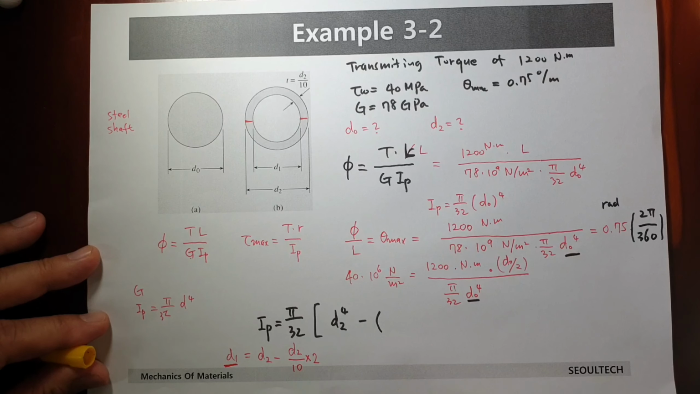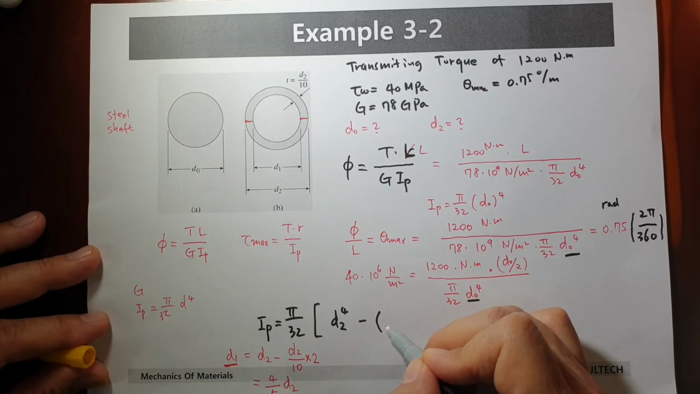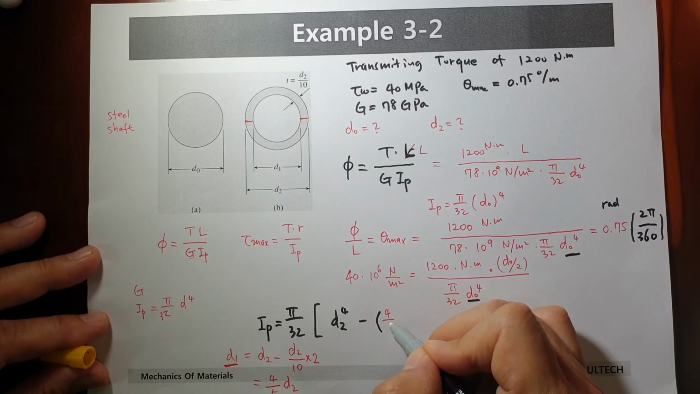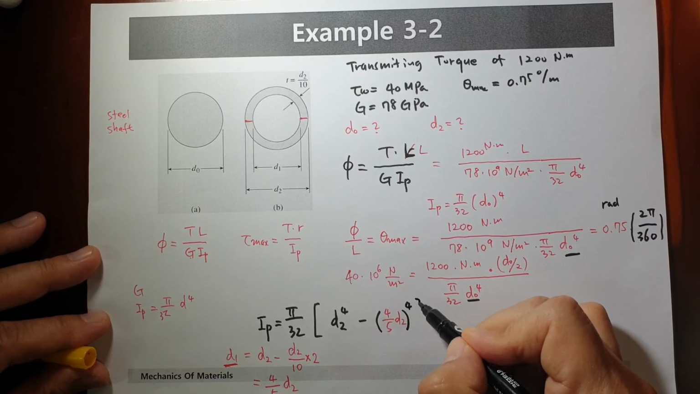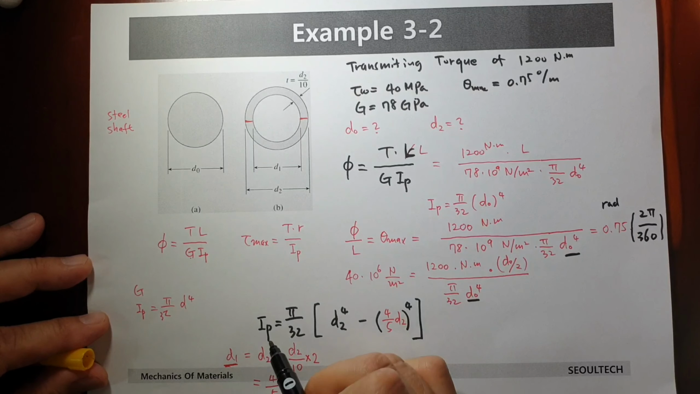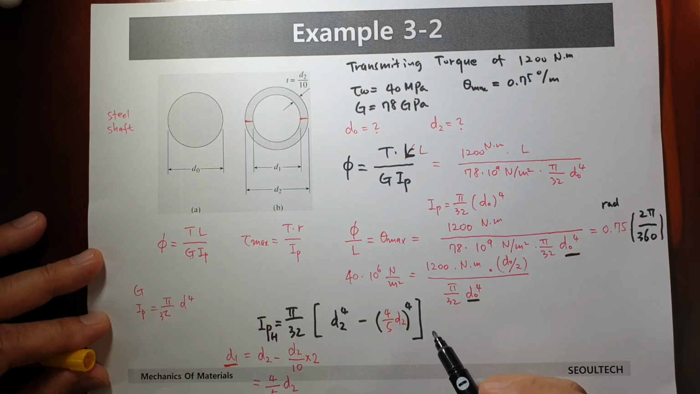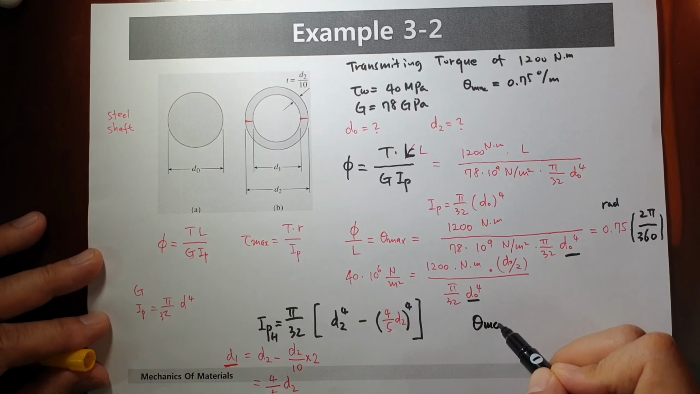Okay, then we can say this is 5 over 32, 1 minus 4 over 5 D2, and we can substitute here, 4 over 5 D2, exponential 4. Then we can calculate the IP for the hollow one. In this case as well, we can apply the same condition, the theta max condition.